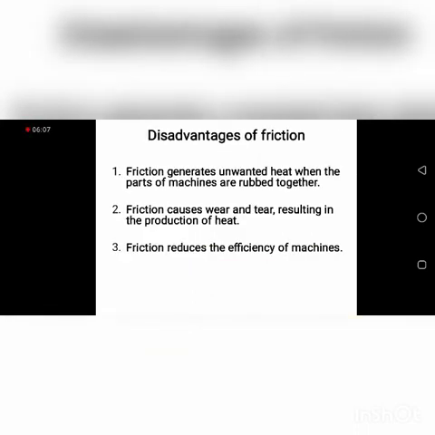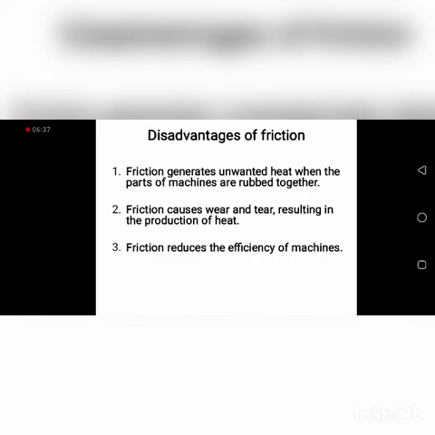What are the disadvantages of friction? Number 1, friction generates unwanted heat when the parts of a machine are rubbed together. Even when you rub your two palms together for some minutes and put them at the surface of your cheek, you generate some kind of heat, which your cells are going to feel at the surface of your cheek. So friction produces unwanted heat. That's one of the disadvantages.